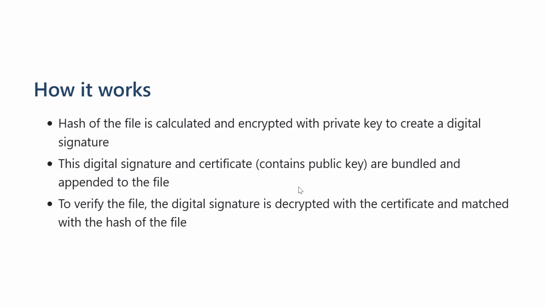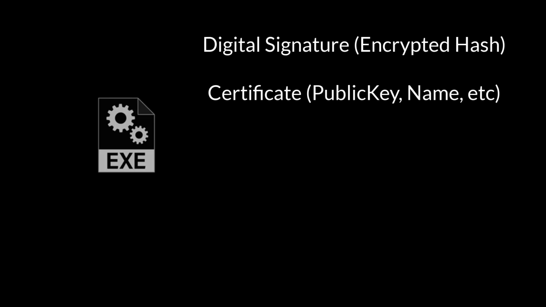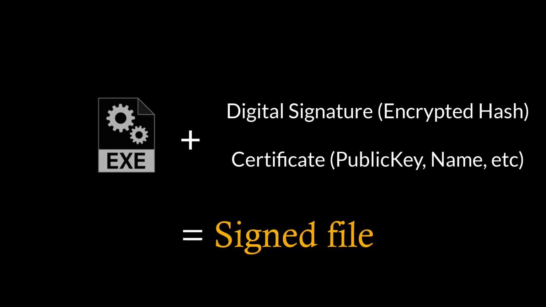But what happens under the hood is, when you use the tool, the hash of the software file is calculated and it's encrypted with the private key to create a digital signature. The digital signature and the certificate, which actually contains the public key, author, email, etc. These two things, the digital signature and the certificate, are bundled and appended to the file.